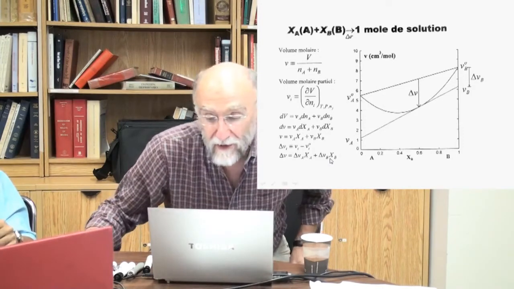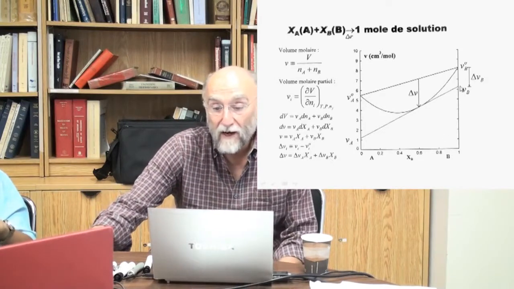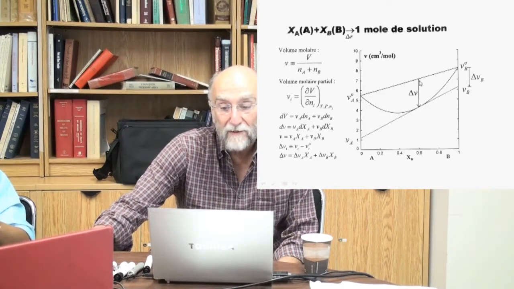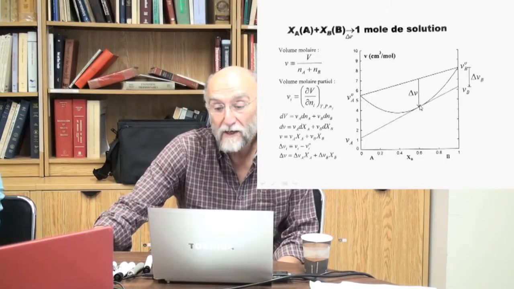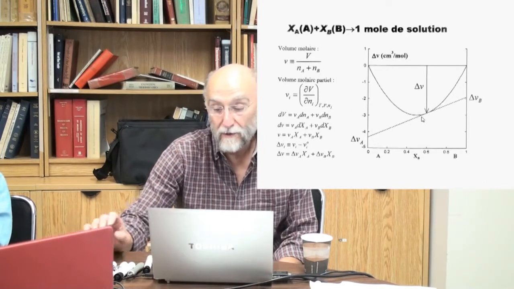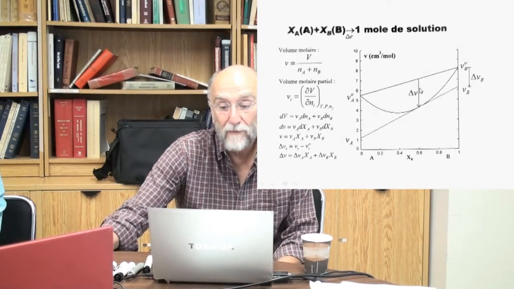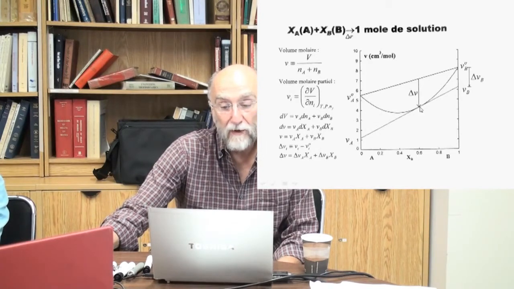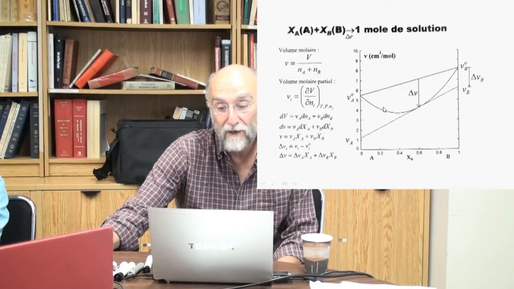Now, going back to looking at this diagram, we have what we call the tangent construction. If you take a composition, here we have 60%. Here you have a composition of a system at 60%. So this is the delta V. Here you have 60%. I draw a tangent to this curve at 60%. And I extend the tangent line to the two ends.